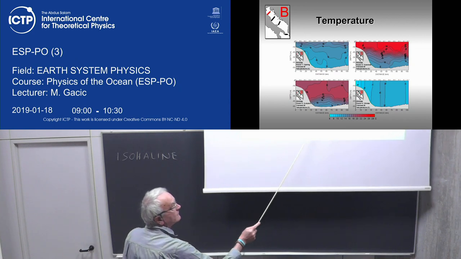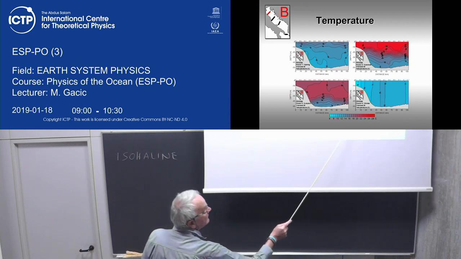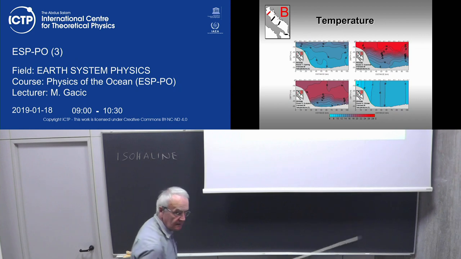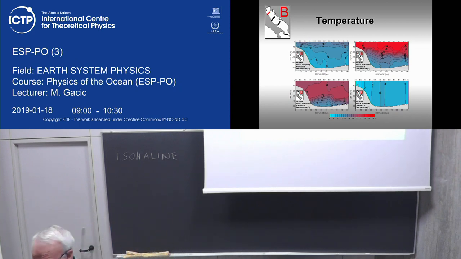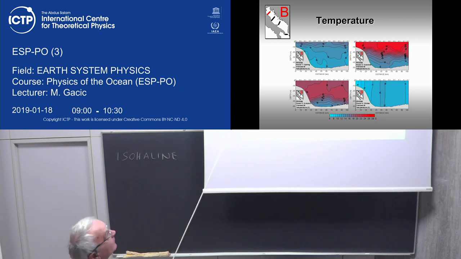And you can see that there is a gradient of the temperature from the coast toward the open sea. Why so? Because in this season, the land is very cold, and then you have the colder water close to the coast and warmer in the open sea.